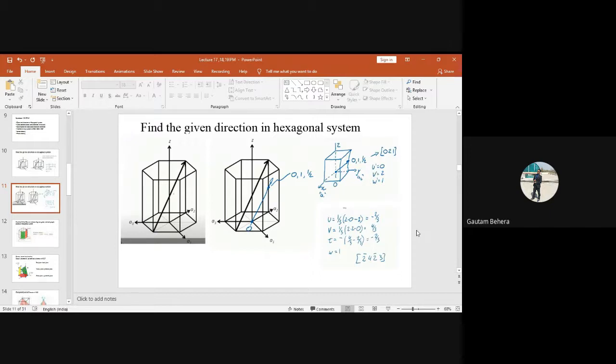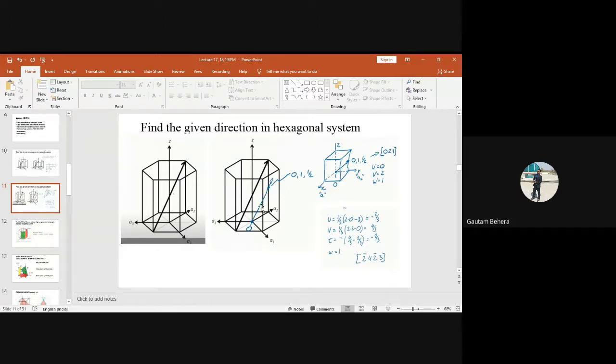Similarly, now again there is a direction given. In a hexagonal unit cell, we have a direction, and you want to find out the Miller-Bravais indices of the given direction. Fine. So again, what you need to do, you translate that to the origin. See, this black direction has been translated to the origin, and you will end up with this one. This is the given direction.